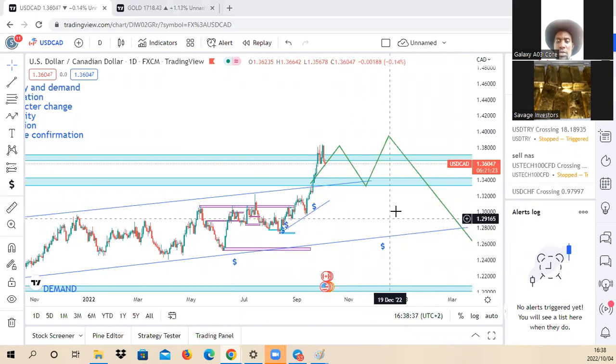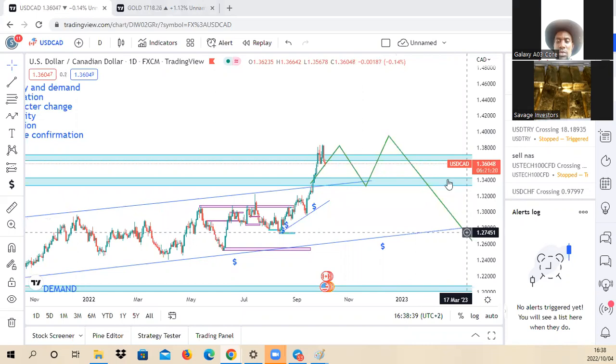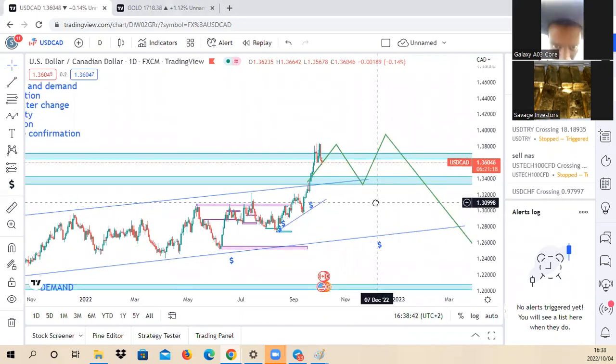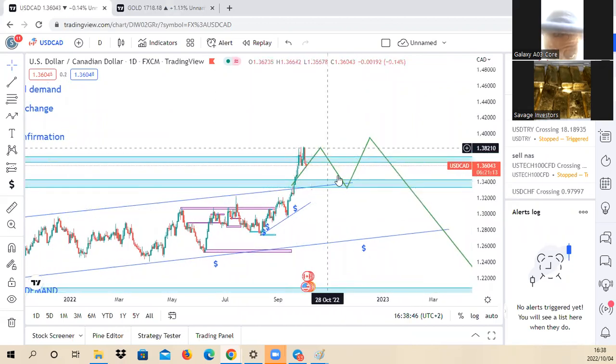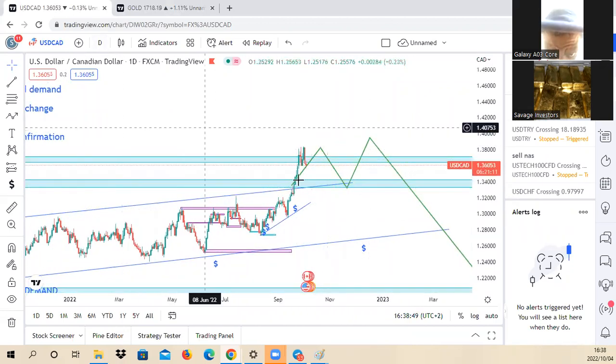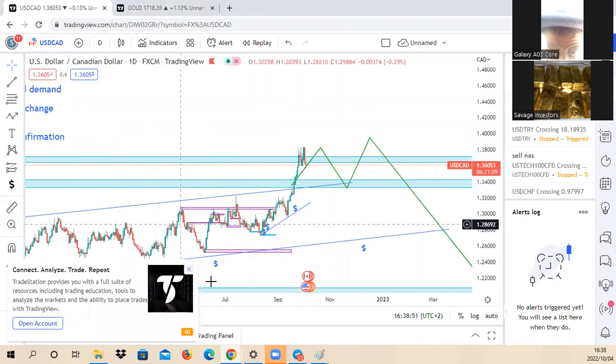You still there? Yeah, I'm still here. So yeah, this will be like a daily formation on the daily chart of this USD CAD.